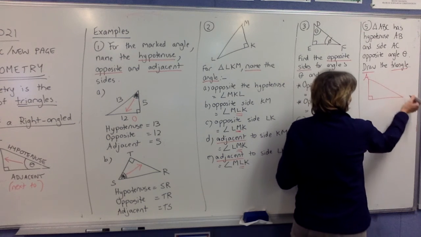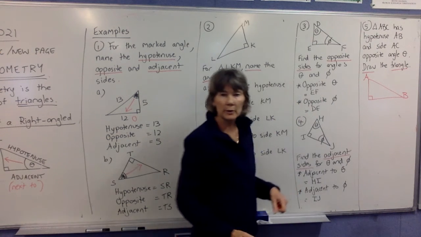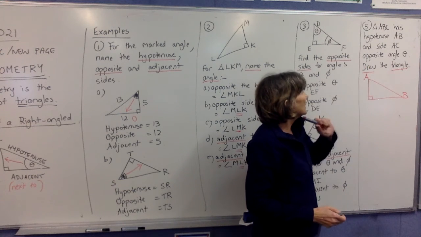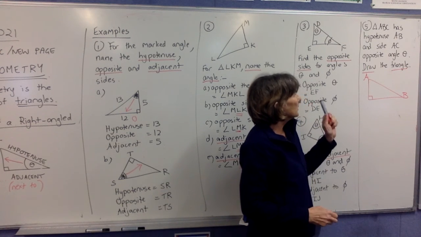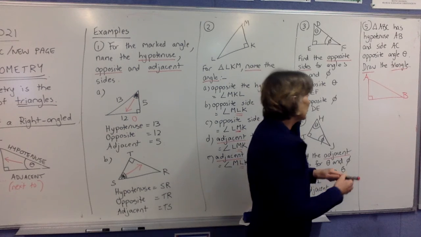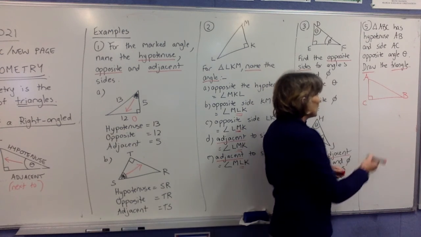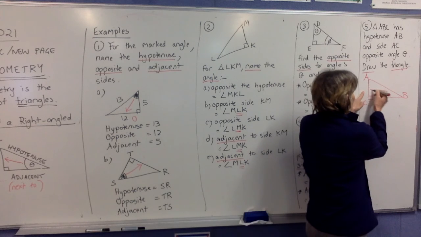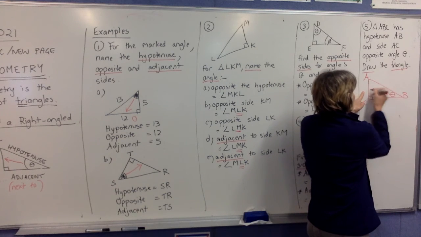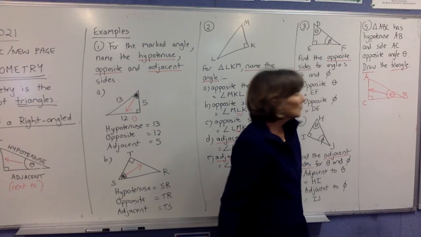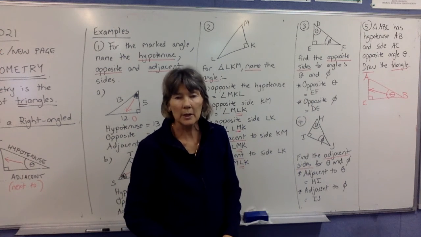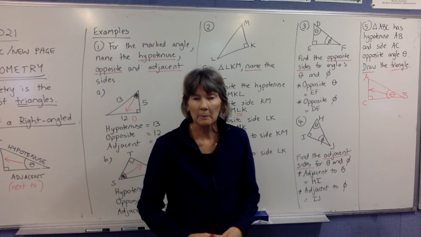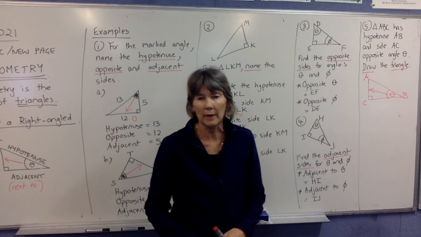Okay? So we'll put the hypotenuse on, AB. Then it says side AC is opposite angle theta. Well, this has to be C because there's nowhere else for it to go. Side AC is opposite angle theta. And that's your triangle drawn. So we need to be really good at this for building on the rest of this topic, but you shouldn't have found that too difficult at this stage.